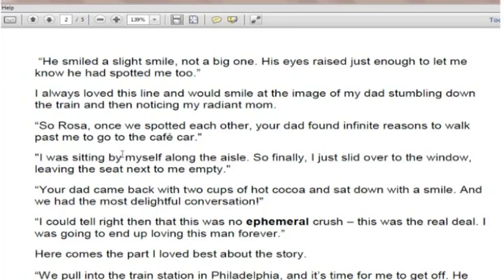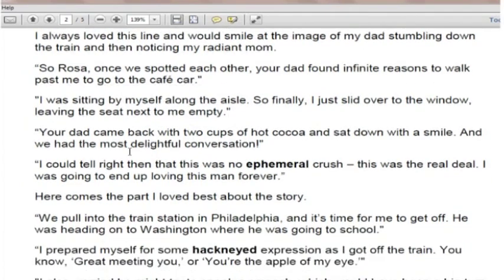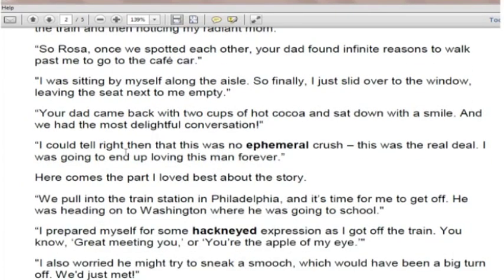I was sitting by myself along the aisle, so finally I just slid over to the window, leaving the seat next to me empty. Your dad came back with two cups of hot cocoa and sat down with a smile, and we had the most delightful conversation. I could tell right then that this was no ephemeral crush. This was the real deal. I was going to end up loving this man forever.